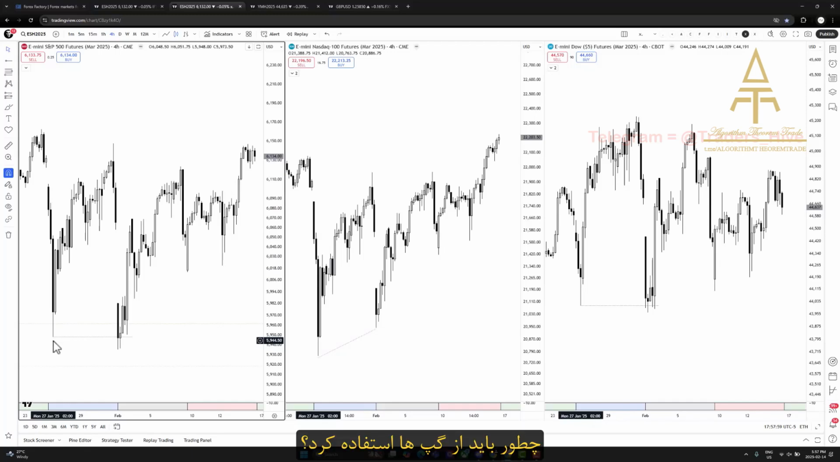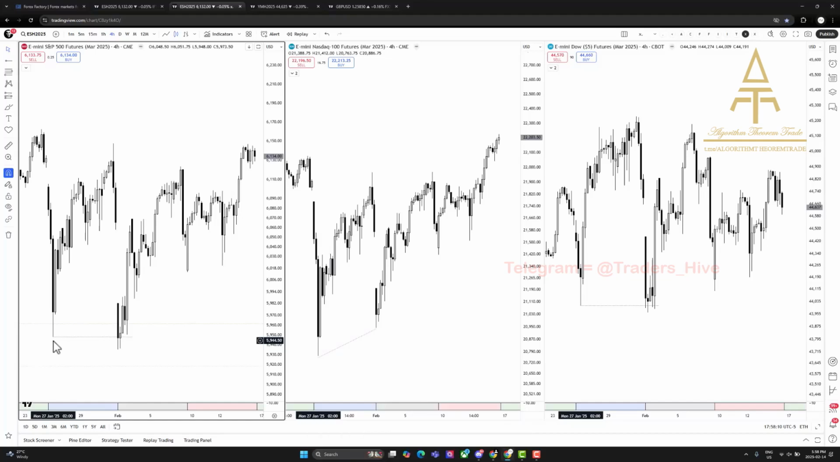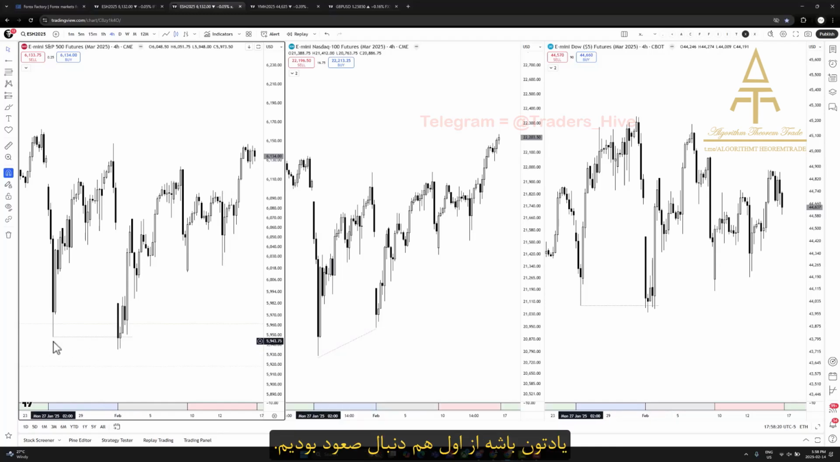So how do you use gaps? You wait for, and we're going to talk about other gaps too, and show you the indicator that will make it easier for you to see those gaps as well. Anyways, here, higher time frame gap, sequential SMT forming within that gap. And remember, we were bullish.